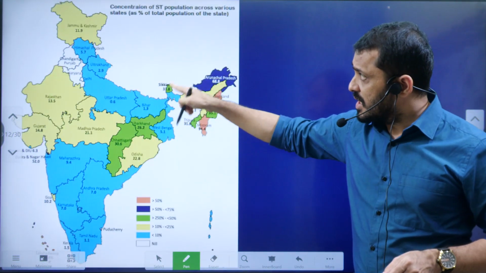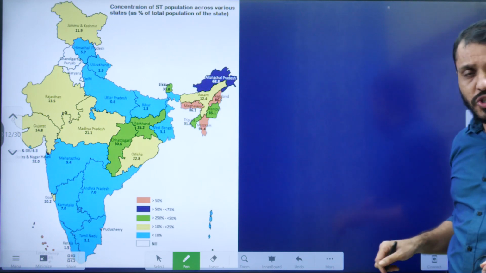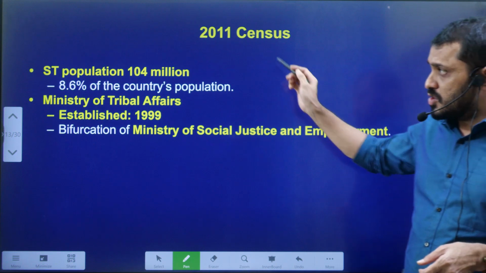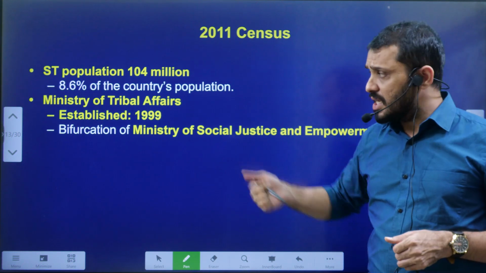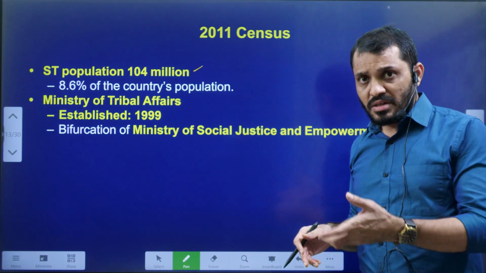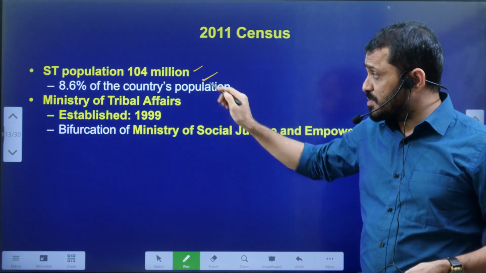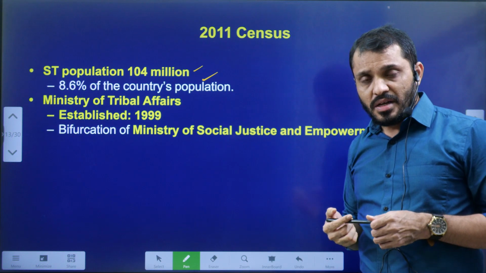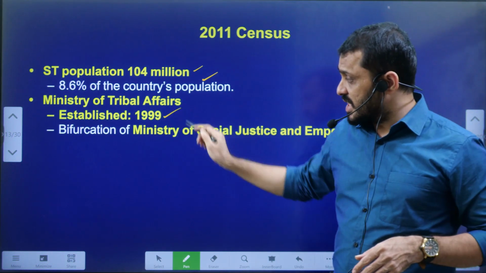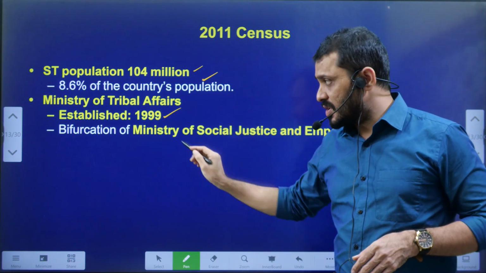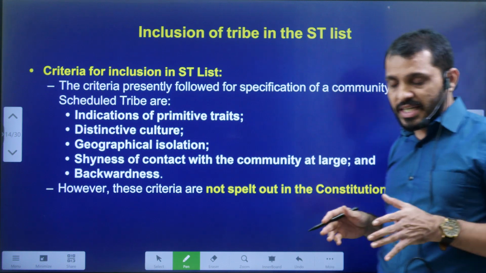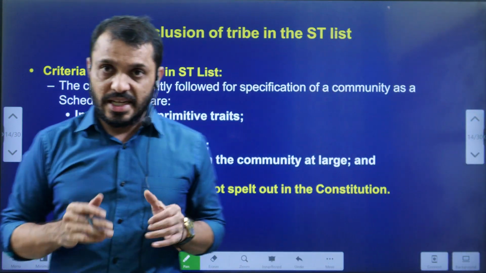This is the map regarding the concentration of the ST population. Now we will see the ST population according to the recent census, the 2011 census. According to this, the ST population is around 10 crores in India, which is 8.6% of India's population. The tribal ministry was separately established as a ministry in 1999, the Kargil War year. In the same year, the Ministry of Social Justice and Empowerment was bifurcated, and the tribal ministry was created.